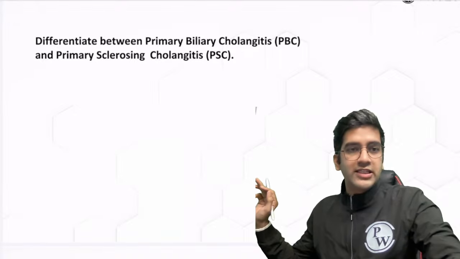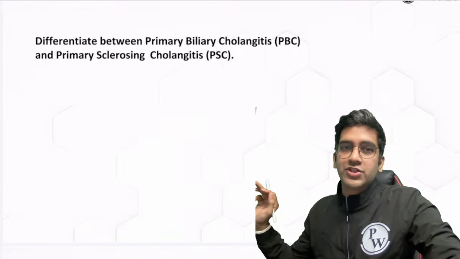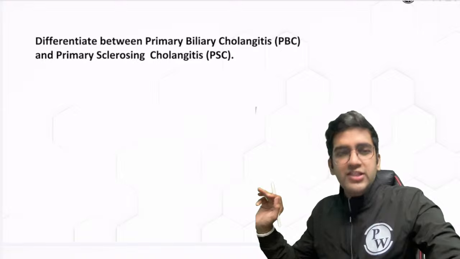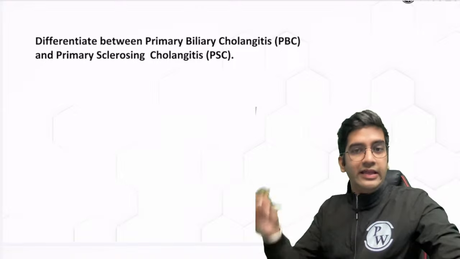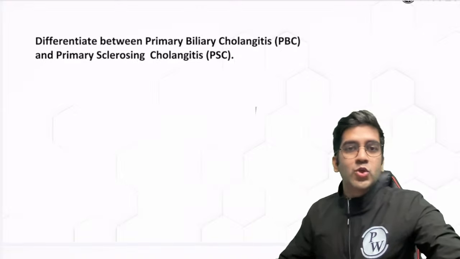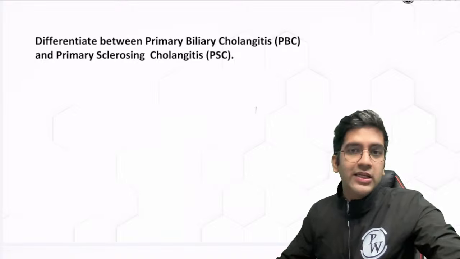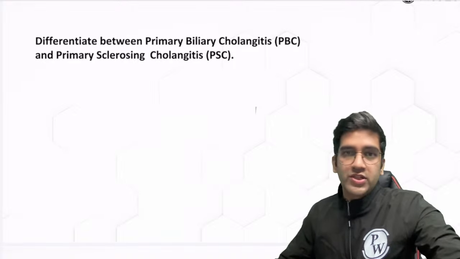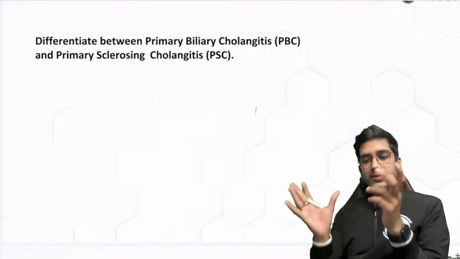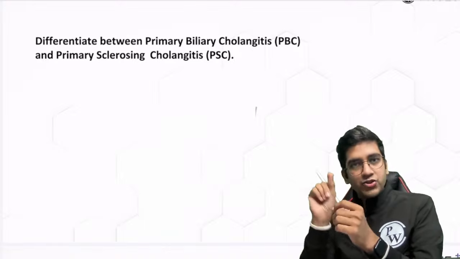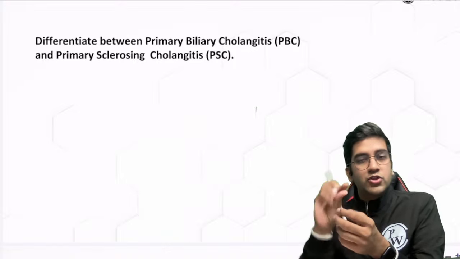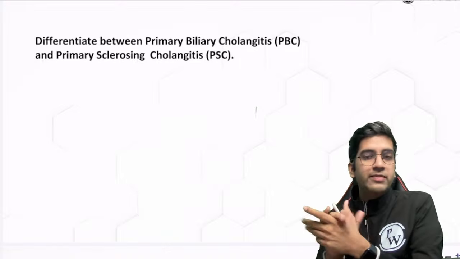And if you are seeing this for the first time and learning this for the first time, you'll have a very easy way to remember them and an easy way to recollect them as well, right? So what is the difference between primary biliary cholangitis and primary sclerosing cholangitis, right? So there are two types of cholangitis which can happen. One actually involves the smaller vessel, so the smaller bile duct, and the other involves a bigger bile duct, right?